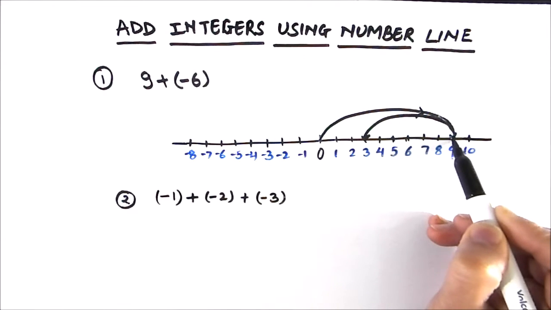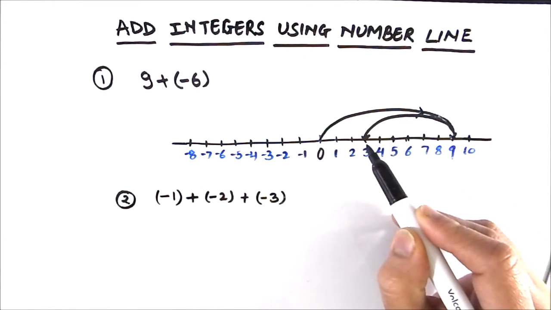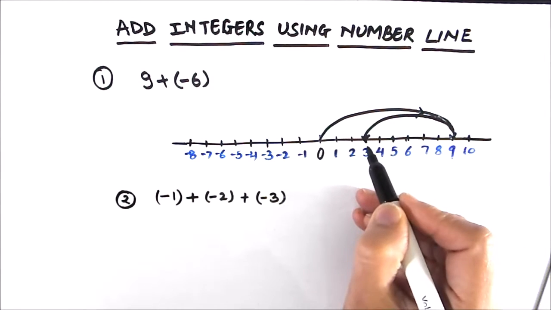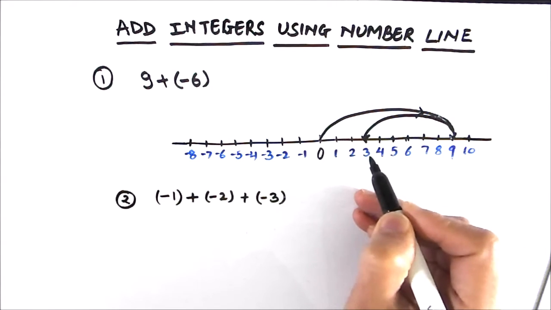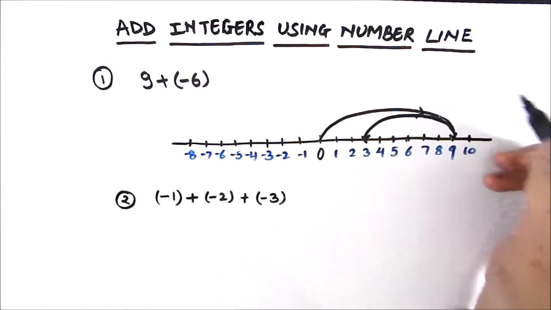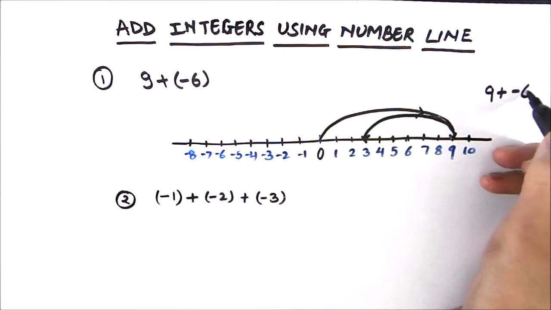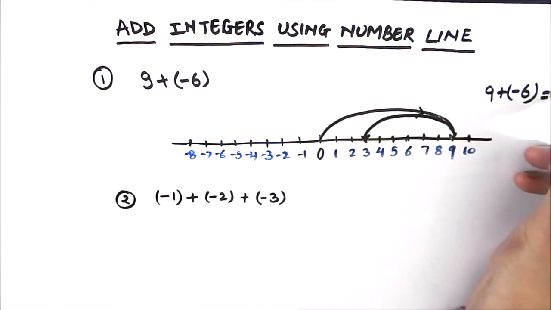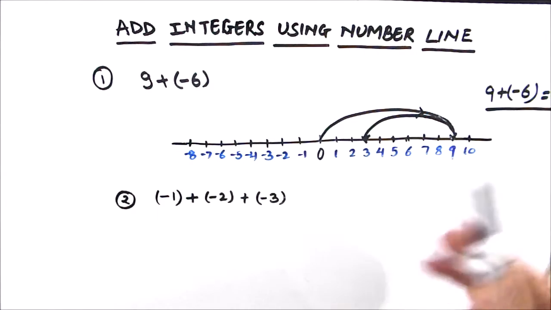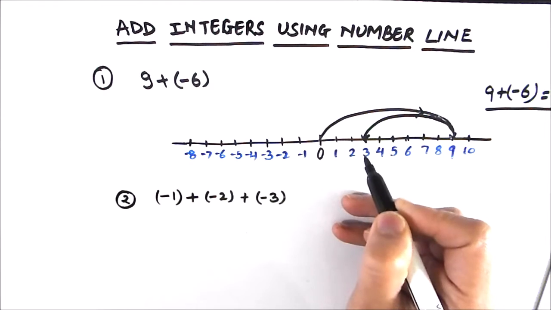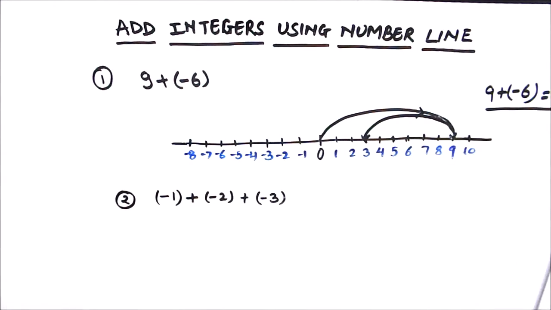So that is 9, and then we come back by negative 6 and we'll stop here. The number where we stopped is our answer. So we stopped at 3. So 9 plus negative 6 is equal to 3, which we have represented on the number line. We can also count the number from here: 0, 1, 2, 3. So that's our final answer. This completes our first question.